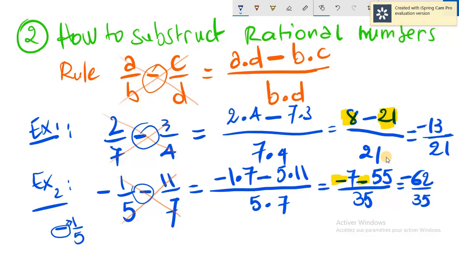Or you may write it this way: negative 62 over 35. The negative sign comes next to your fraction or by 62. It's the same thing.